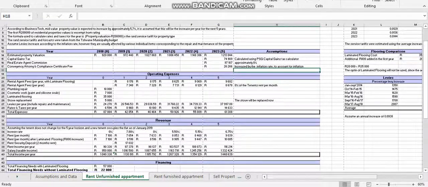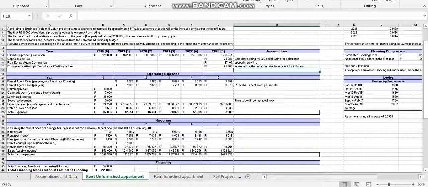Now, when looking at the actual rent and rental agent fees, the rental agent fees per year can be estimated at 8% of the tenant's rent per month. This does vary, however, between 5 and 12%, depending on the rental agent, the agency, and what they're willing to negotiate.